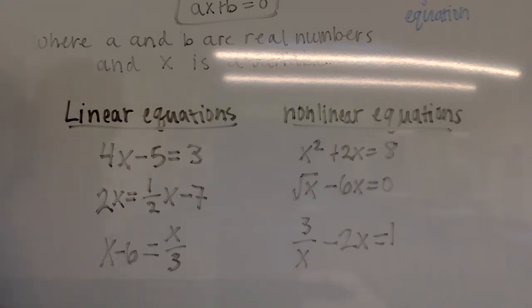But some non-linear equations, so some non-examples, are like x squared plus 2x equals 8. That has an x squared in it. The square root of x minus 6x equals 0 is another non-example because it has x to the 1/2. The square root of x is the same thing as x to the 1/2, so that's not to the first power. And the last one is 3 over x minus 2x equals 1. Since the x is in the denominator, that makes it the same as x to the negative 1, and that is not a first degree equation, so that is not going to be linear.